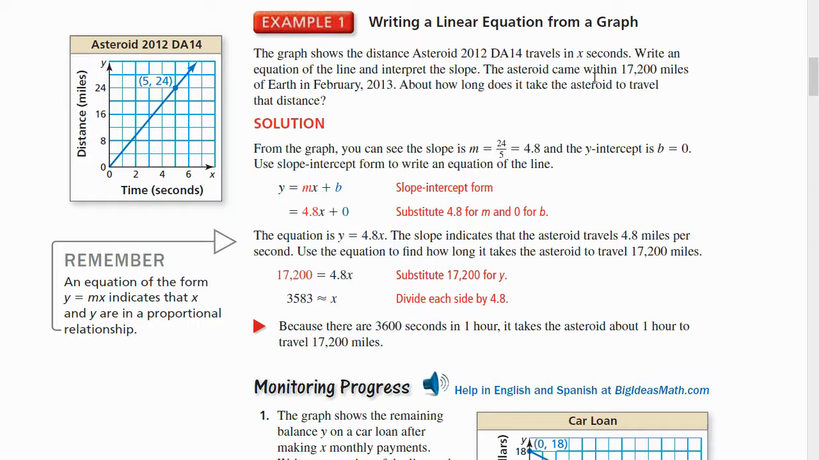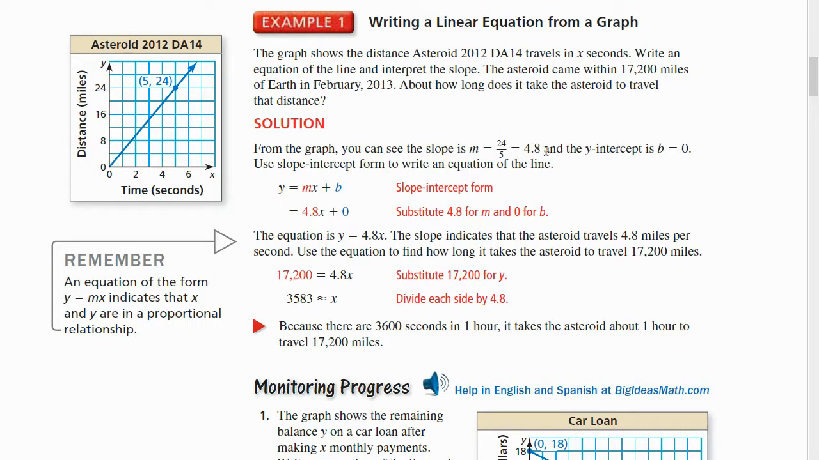It says the asteroid came within 17,200 miles of the Earth in February 2013. About how long does it take the asteroid to travel that distance? So this is the distance I'm interested in. If I found the equation, let's start with what's m. Well, we've already discussed it.